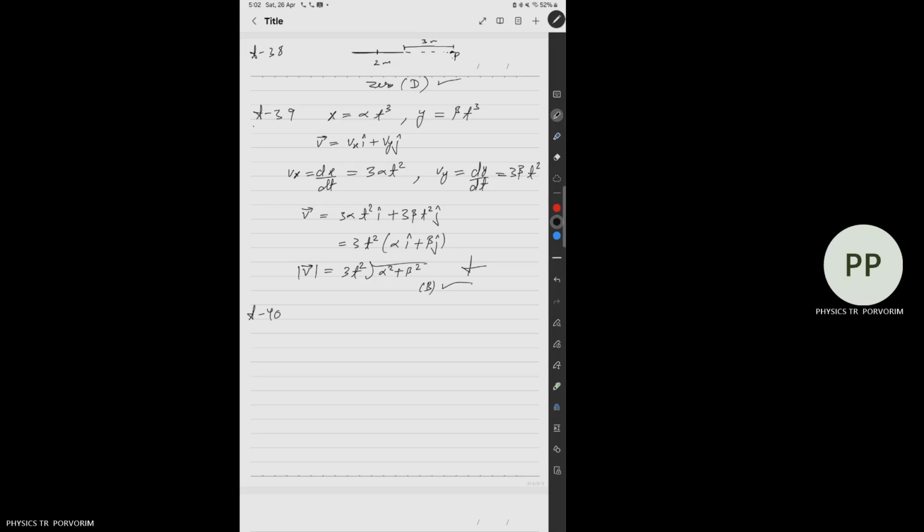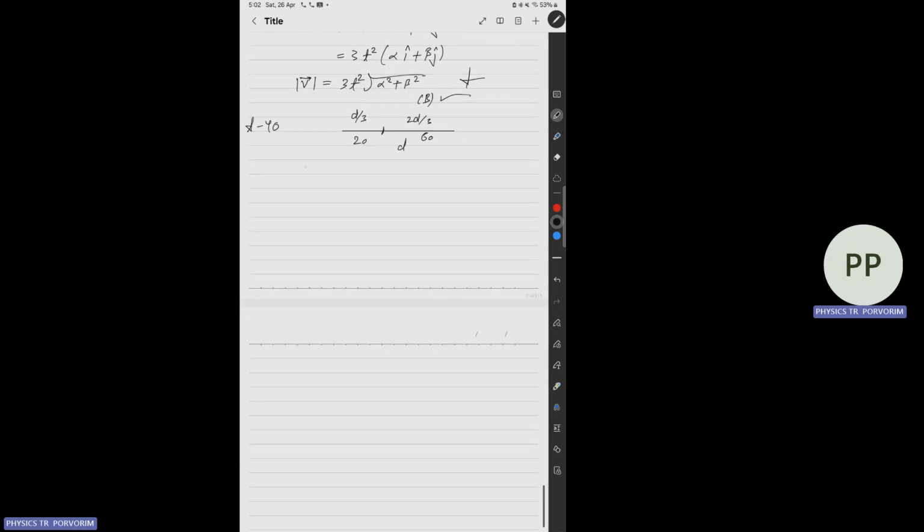Question 40. One car moving on a straight road covers 1/3 of the distance at 20. Let's say the length of the road is d, and 1/3 of the length, d by 3, is covered with the speed 20 kilometer per hour, and 2/3 of the length is covered with 60 kilometer per hour. So we have to calculate the average speed.